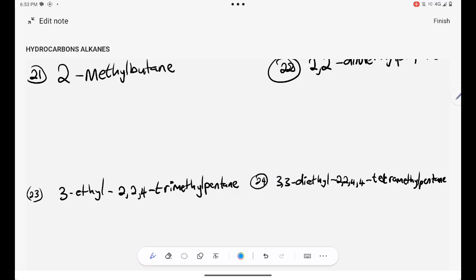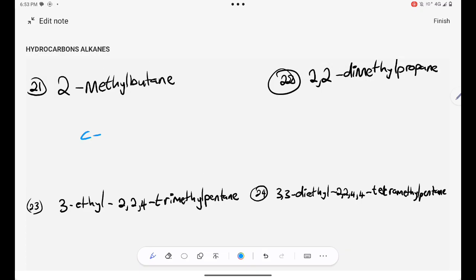Okay, from 21 to 30, guys, I'm given the IUPAC name. All I have to do is to draw the structural formula. I'm given 2-methylbutane. So the parent chain has 4 carbons. These names always tell me about the parent chain. The parent chain will simply have 4 carbons, and I know that at carbon number 2, I'll have a methyl, a side chain over there. So my structure will just look like this.